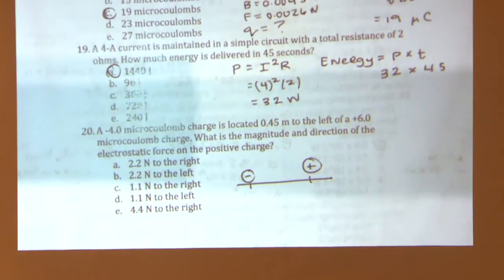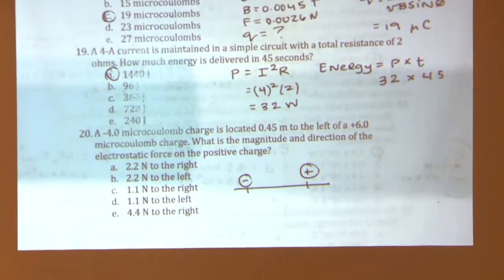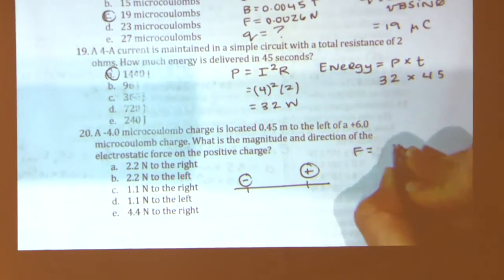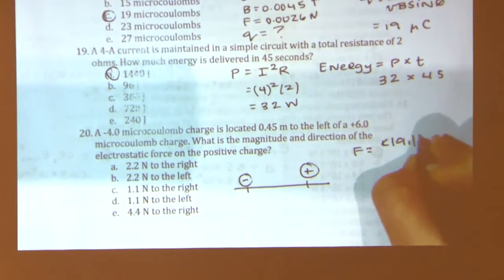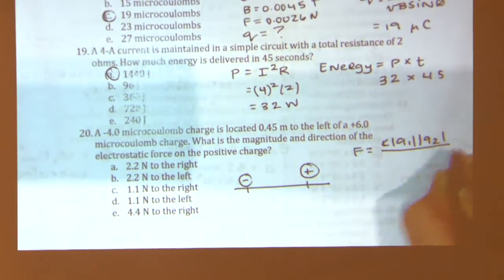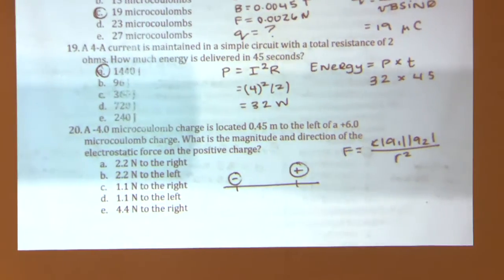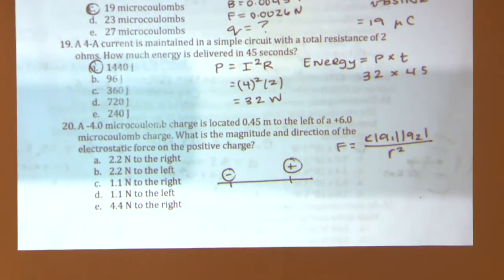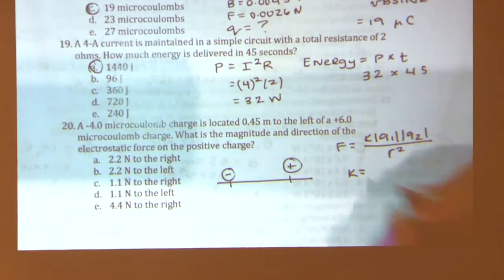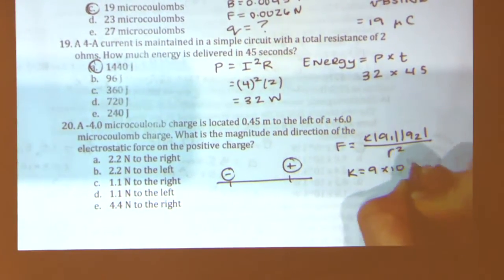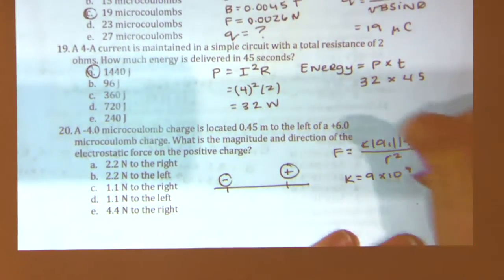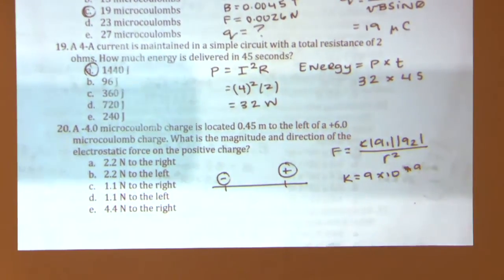So this should show you right away that we're going to be using good old Coulomb's law. So don't forget about Coulomb's law. F equals K Q1 Q2 over r squared. Remember our regular K, we have this K, and then we also have the dielectric constant. Just make sure you don't get them confused. This K is 9 times 10 to the 9.